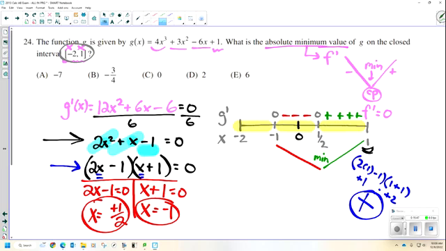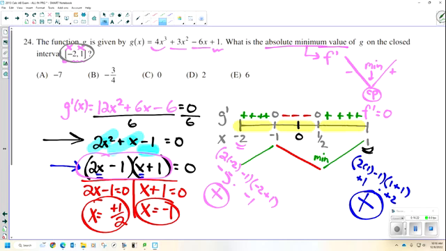Let's check -2. I'm going to put a -2 into the same set of parentheses for x. So I get 2 times -2 minus 1. That's -5 times -2 plus 1, which is -1. That gives me a positive 5. I don't care about the 5. I just care that it's positive, which means this is increasing. So I've got this graph. It goes up, down, and up.